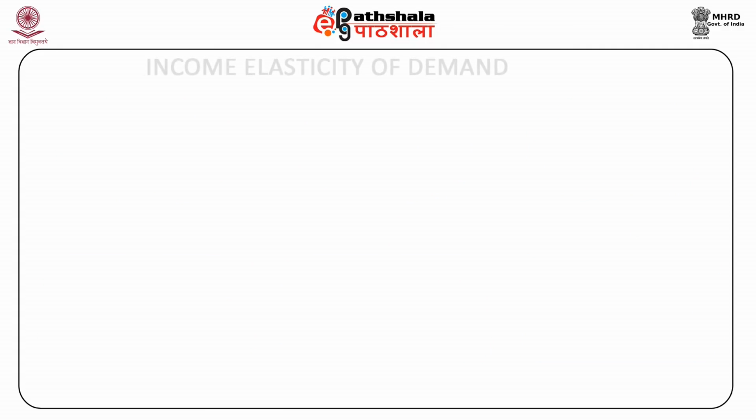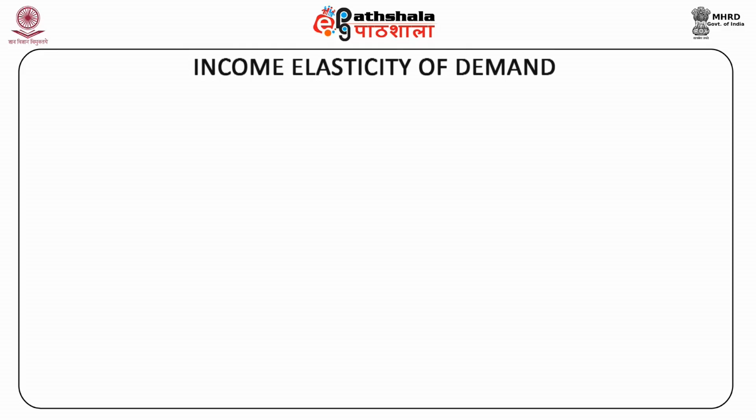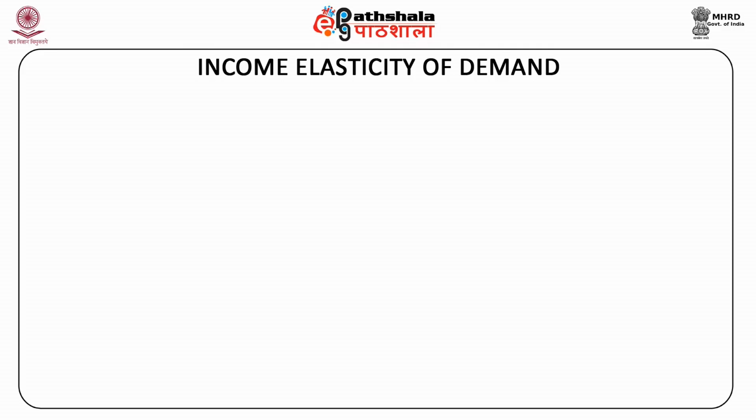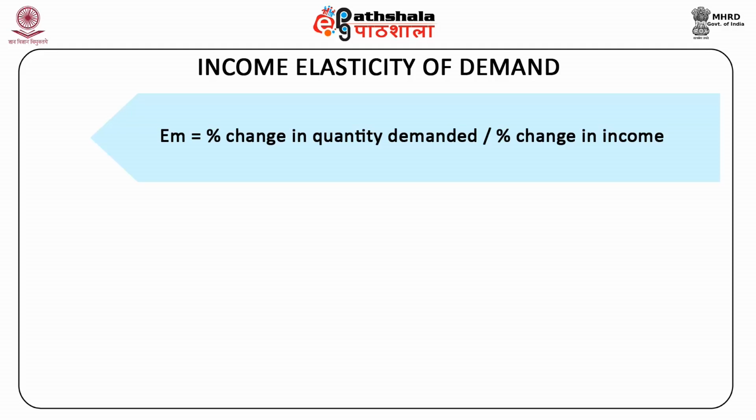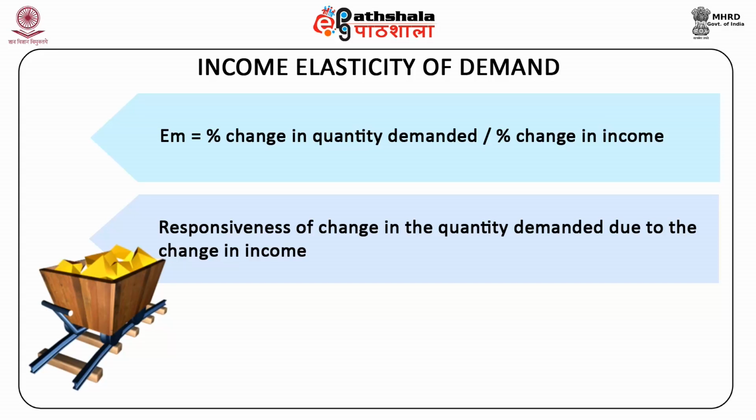The next topic we need to understand is the income elasticity of demand. Income elasticity of demand is defined as the percentage change in the quantity demanded divided by the percentage change in the income of the consumer. Algebraically, EM is equal to percentage change in quantity demanded divided by percentage change in the money income. Income elasticity also shows the responsiveness of the change in the quantity demanded of a product due to the change in the income of the consumer, represented as M.